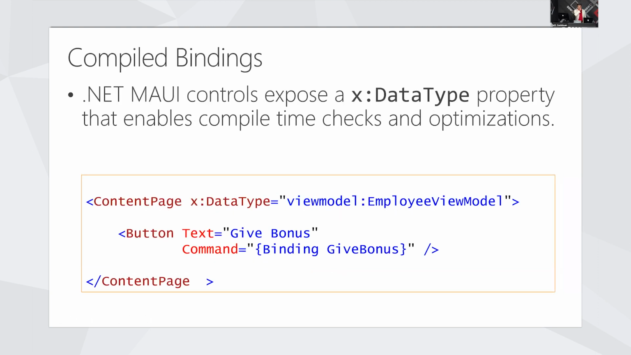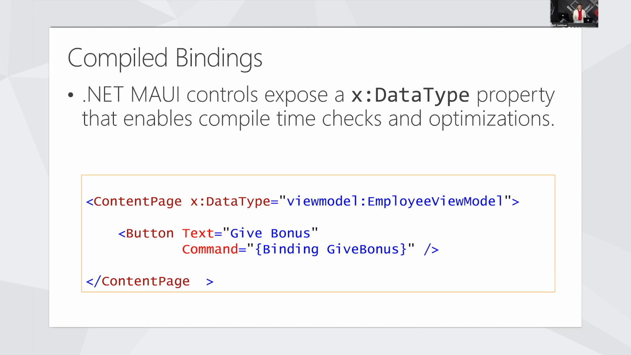Now, as I mentioned just now, and as we've seen in some of the previous talks, if we specify a data type on the page or at various other places, we can also do this. I would typically do it on the page and have one page associated with one view model wherever possible. If you specify the data type and you specify that as the corresponding view model, just putting that in place enables compile time bindings and optimizations.